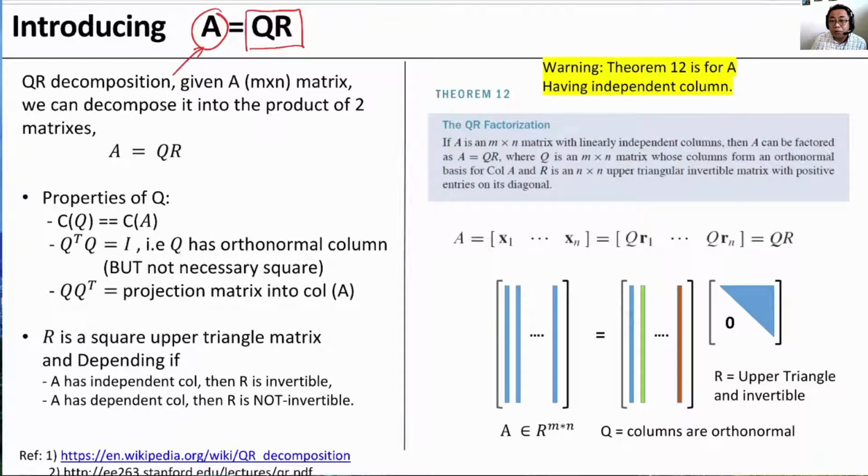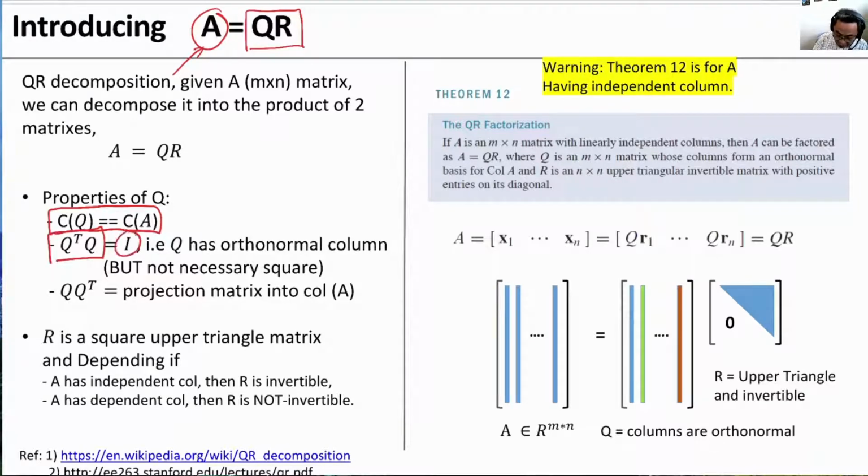We'll now talk about the properties of Q. The first important property you have to realize is that the column space of A will be the same as the column space of Q. In fact, Q will be derived from A, and the columns of Q will be taken from the column space of A. In addition to the column space, it has other properties.